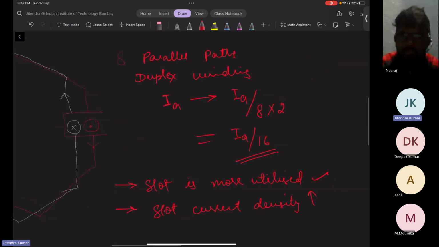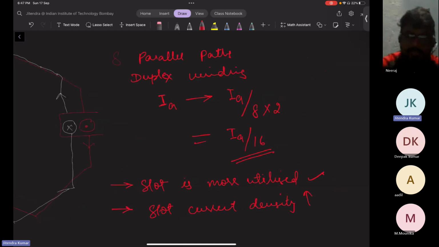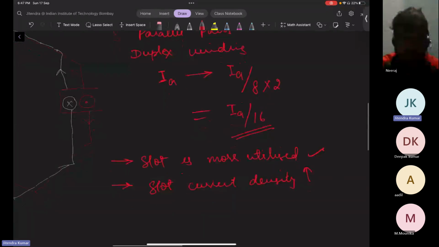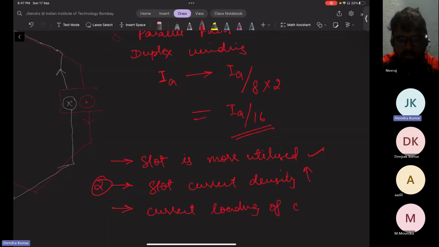Is this an advantage or disadvantage? You have to let me know about the second point, whether it is an advantage or disadvantage. And the third thing is the current loading of the coil is reduced. So it is certainly an advantage. The second point, is it an advantage or disadvantage?